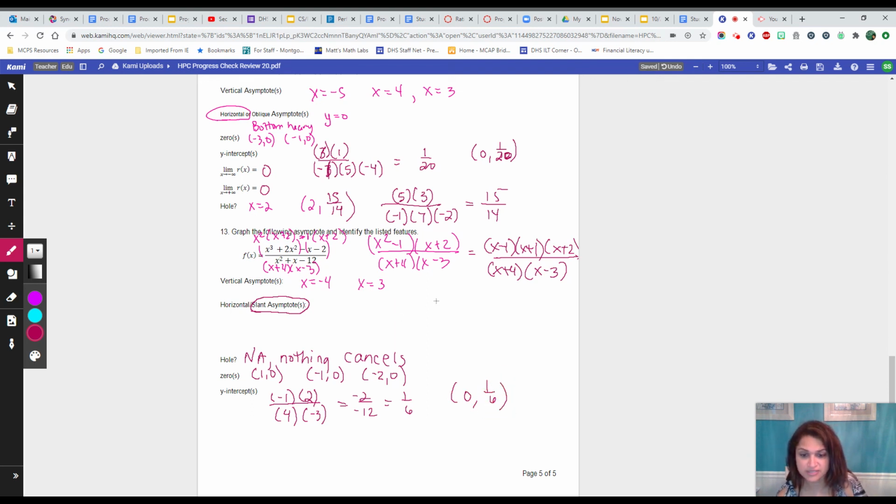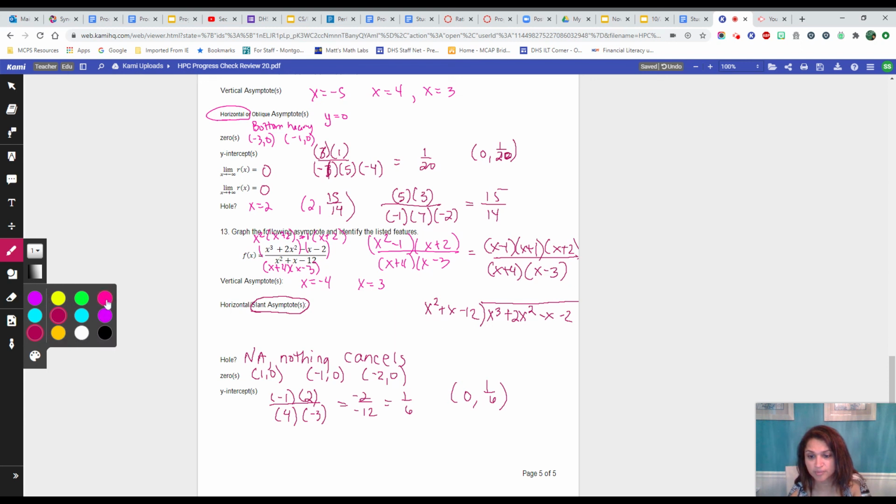Okay, and then to figure out your slant asymptote, you've got to do this division. And it looks really long. X squared plus x minus 12 goes into this whole thing, x cubed plus 2x squared minus x minus 2. All right, when you do the division, you're just looking at your lead terms and trying to figure out what you multiply x squared by to get x cubed. And that's just x. So when I multiply this, I get x to the third, and x times x is x squared, and x times negative 12 is negative 12x.